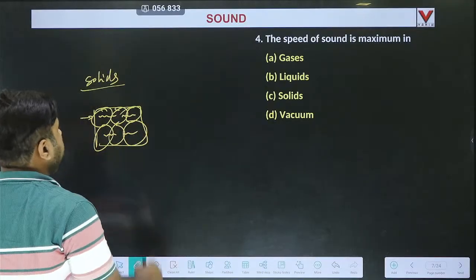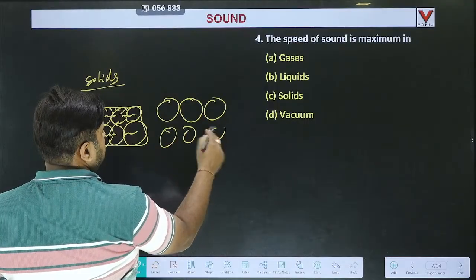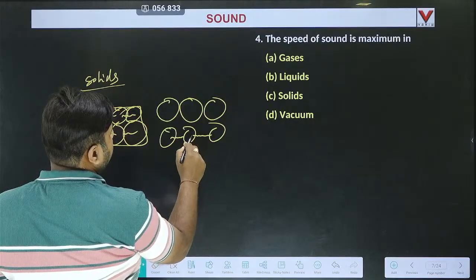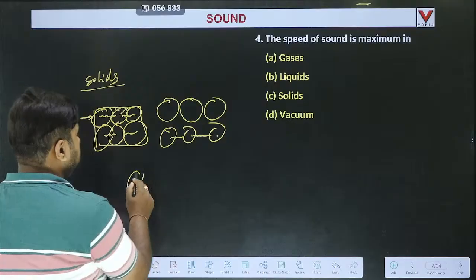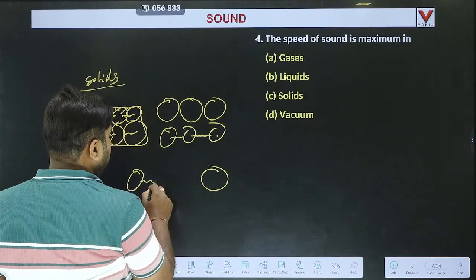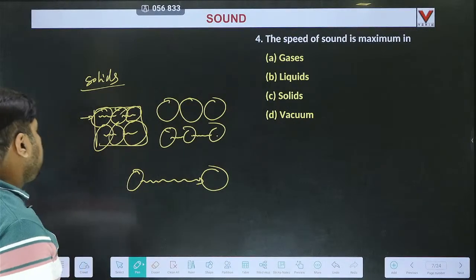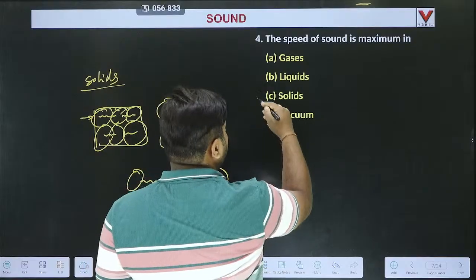But in liquids there is some space, like this. Because of the space, when sound passes it will take more time to pass from one molecule to another molecule. In gas, similarly, there is a much greater distance. So passing from one molecule to another takes more time. That is why sound passes fastest in solids.